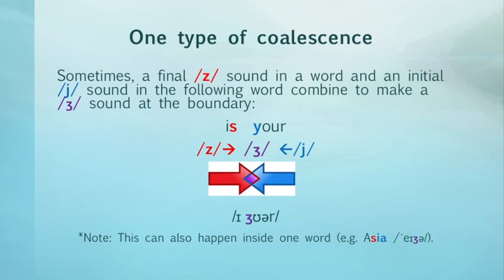Please note, this can also happen inside just one word. Like when the S and the I and the A merge to form a zh sound in the word Asia. However, since our focus is on connected speech, we're only looking at where this happens when the end of one word meets the beginning of another word. If you don't understand the symbols I'm using to represent sounds in this video, please see the link in the information box below to the interactive phonemic chart.